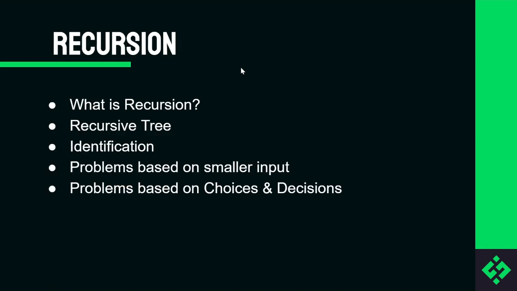Coming to recursion, we will look at what recursion is, then what recursive trees are, and then how to identify whether a problem can be solved using recursion or not. Then we will look at some problems based on smaller input and problems based on choices and decisions. I have classified the problems based on recursion into these two types: smaller input problems and choice and decision making problems. I'll explain clearly what they are.